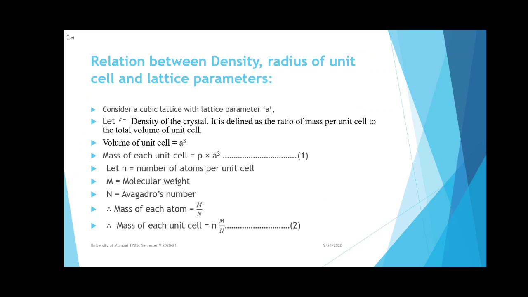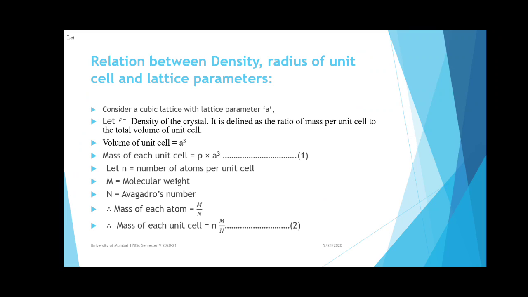Consider a cubic lattice with lattice parameter a. Right? a is the edge length. Remember, a is the edge length. Let rho be the density of the crystal. Rho is nothing but the density of the whole crystal.